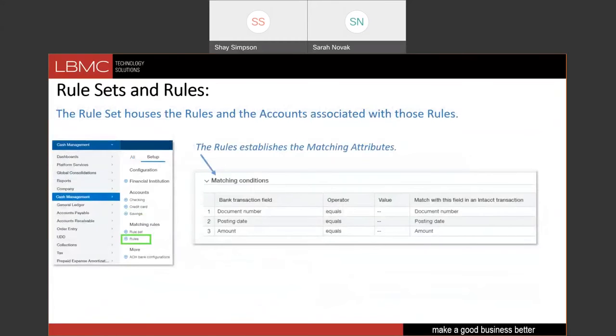Again, the rule set houses the rules and the accounts associated with those rules. So again, we're applying our matching attributes for our document number, posting date, and amount and assigning that rule to our rule set. Okay?